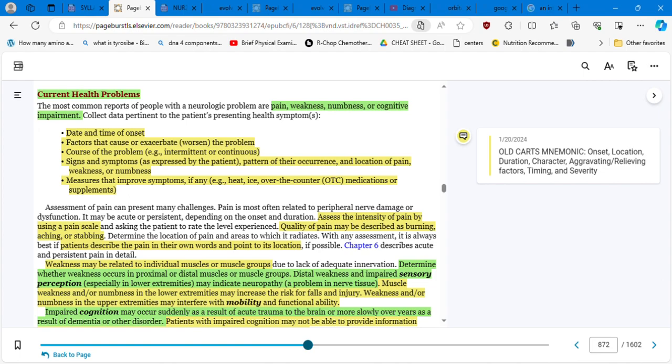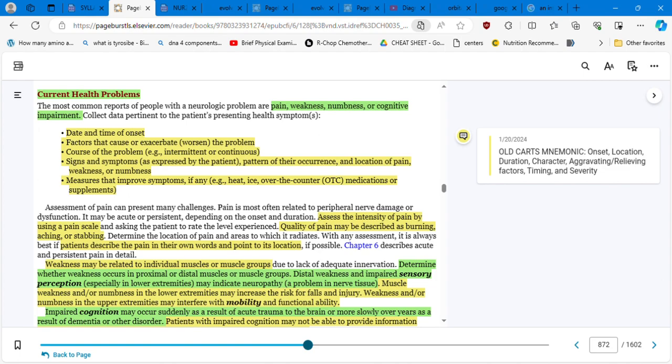The all cards mnemonic is going to help you assess the onset of any condition: location, duration, character, aggravating or relieving factors, timing, and severity. When we talk about aggravating or relieving factors, we are talking about anything from an event that caused the disease, or maybe a side effect of medication, as well as relieving factors. It could be an event, it could be every time that I do my meditation, this relieves the condition, or every time that I take my ibuprofen, this relieves the condition.